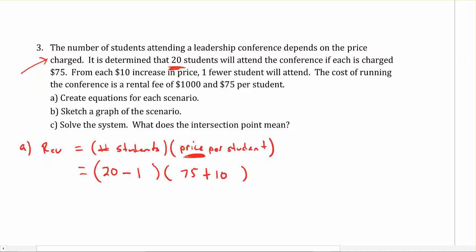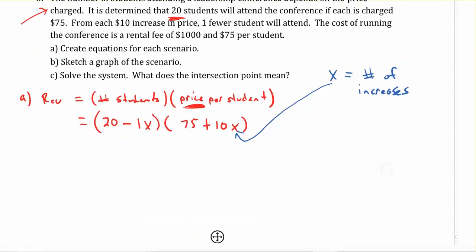And now the last thing we're going to do though is I'm going to call x the number of increases. So I've just written that here. So x is the number of increases. Okay, so now we've pretty much got it, right? If you expanded that, it would look like our normal x squared plus something x plus something at the end, right? So that's one of our equations.